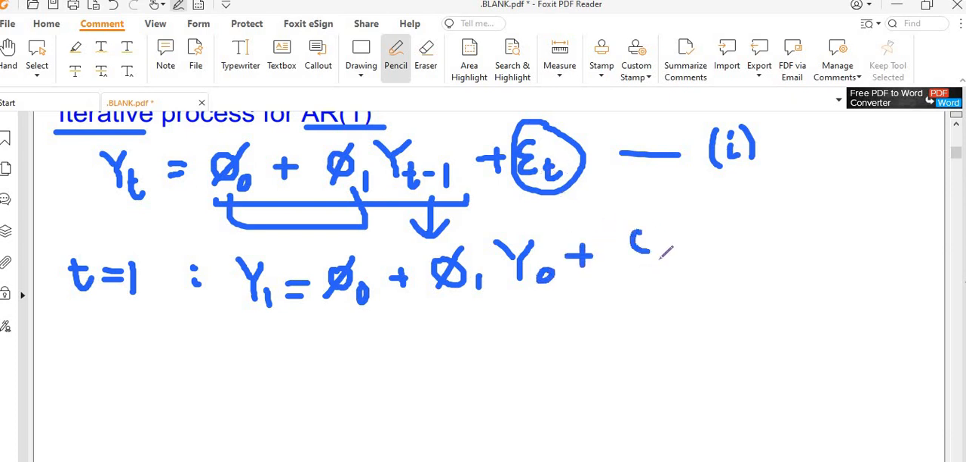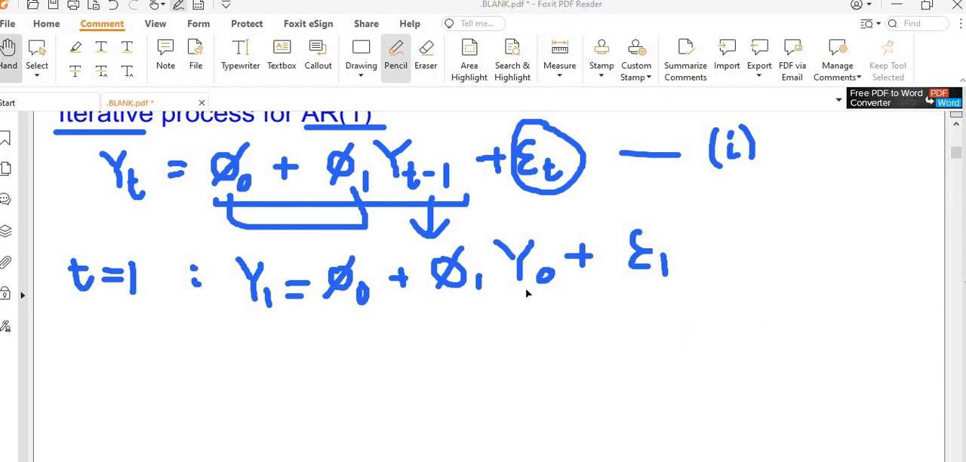So epsilon t is epsilon 1, because again we are putting t equal to 1 here. So you get y1 equal to phi naught plus phi 1 y naught plus epsilon 1. So y naught is the value in the 0th period. It's period 0, we call it the starting point. So y naught determines y1, and there is also a current error term epsilon 1 involved.